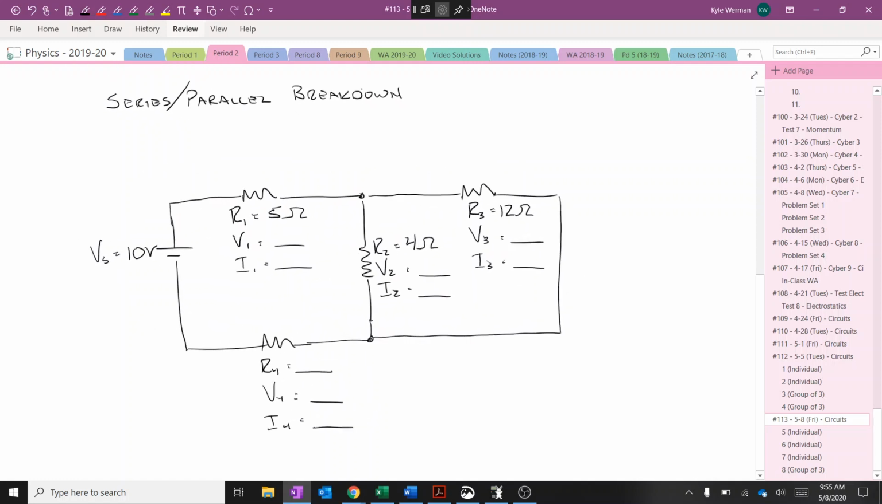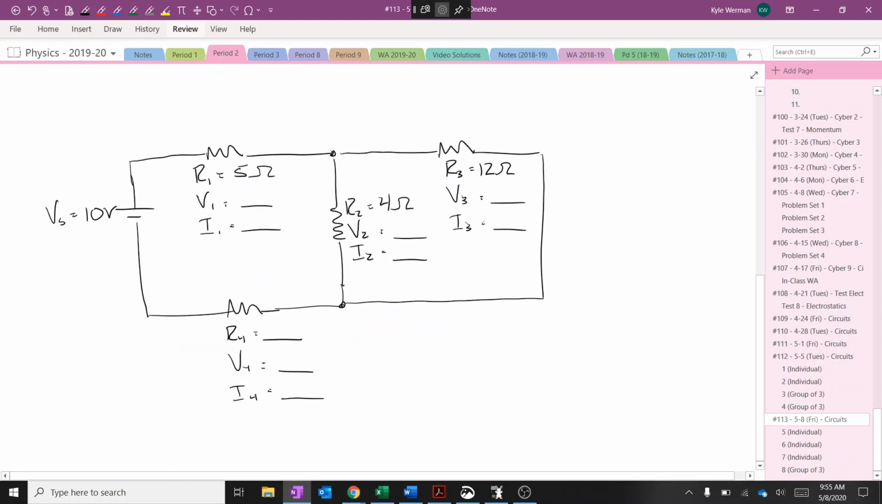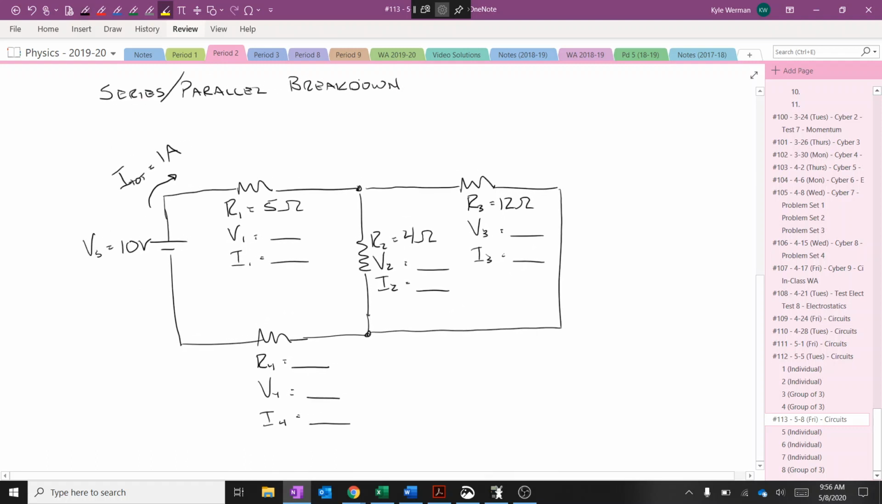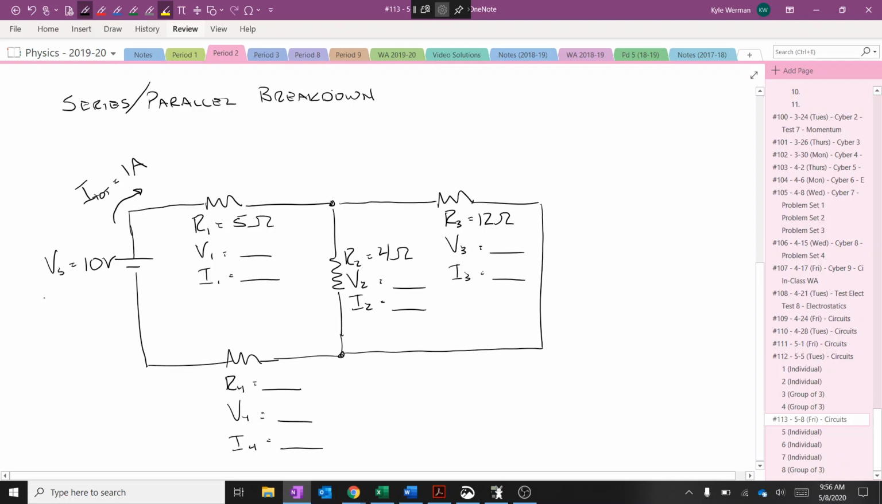In order to solve this, I got to give you one more piece of information, and that's going to be the total current coming out of the battery. We'll call that I total, and that's going to be 1 amp in this circuit. The other piece you're going to want to find as a hint is Req. Req is unknown as well. All right, so we got all these blanks here.